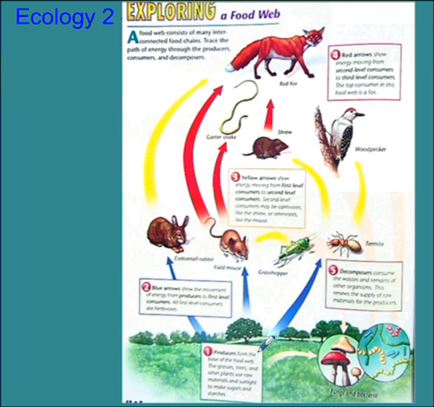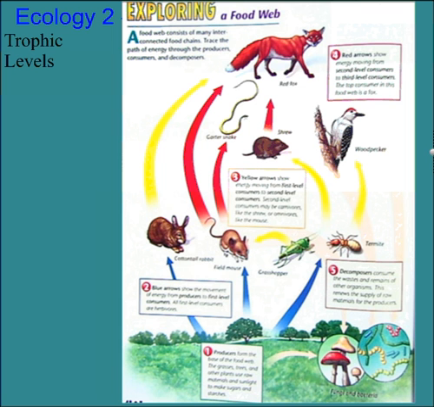Let's walk through this food web, starting down here at the bottom with the producers. Producers form the base of the food web. The grasses, trees, and other plants use raw materials and sunlight to make sugars and starches. Blue arrows show the movement of energy from producers to first-level consumers. All first-level consumers are herbivores.